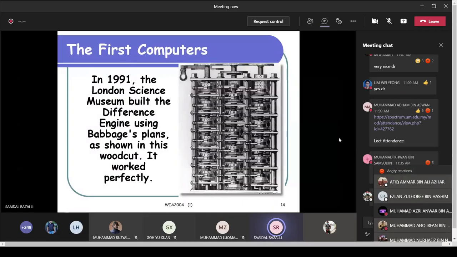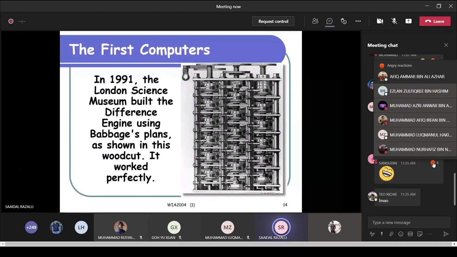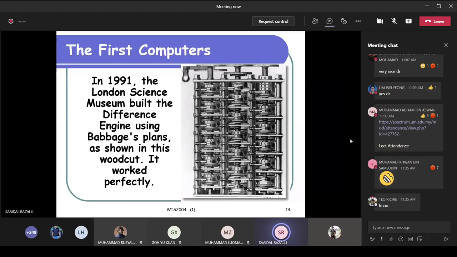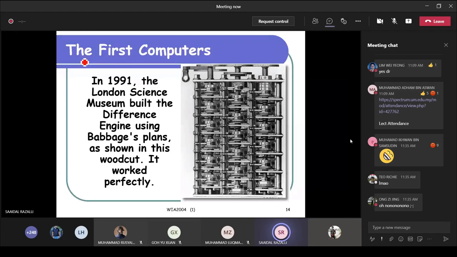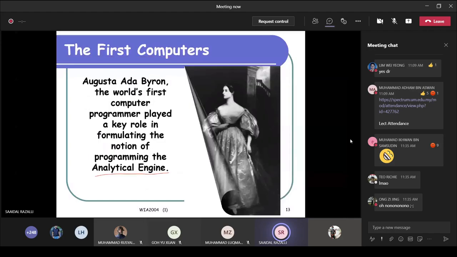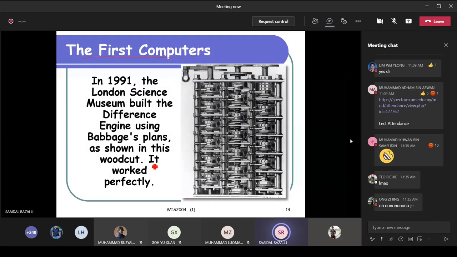So the first computers, in 1991, the London Science Museum built the Difference Engine using Babbage's plans. This is not the first computer. It's a couple of improvements made from the first one, which is from Augusta Ada Byron, the Analytical Engine. So you have Babbage's plans, and as shown, it works perfectly. This could only solve mathematical equations and such. It's very limited in processing power.